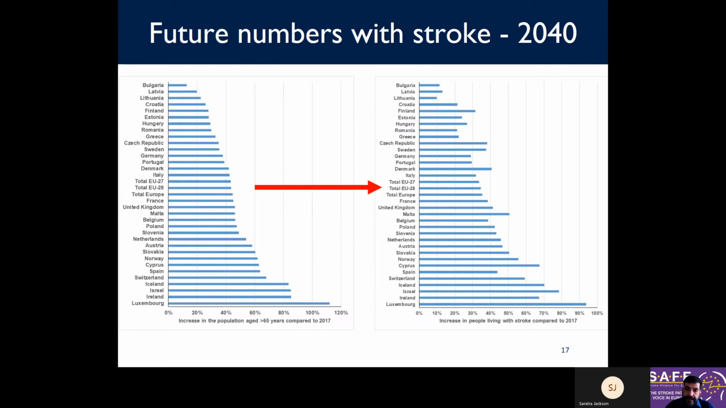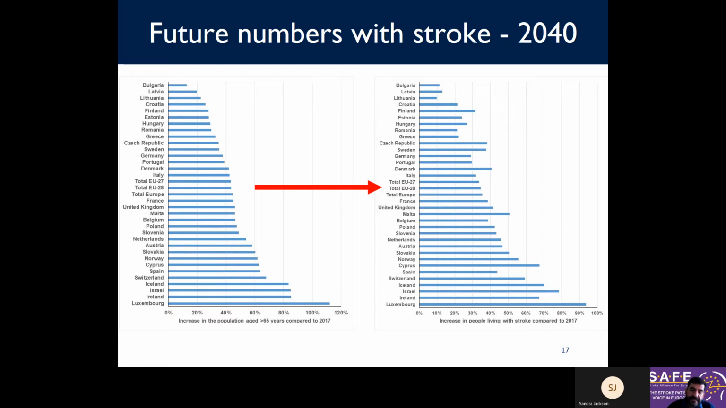So looking at population projections from Eurostat, i.e. the statistical arm of the European Union, we found that for all countries in Europe, they will see a considerable increase in the population aged over 65 years, ranging all the way from Bulgaria at around a 15% increase in the over 65 population to Luxembourg, where there is more than a doubling in the population aged 65 years and over. And that is just in around 20 years from now.